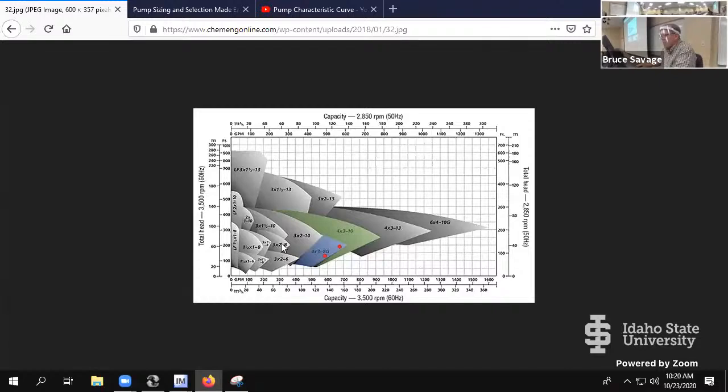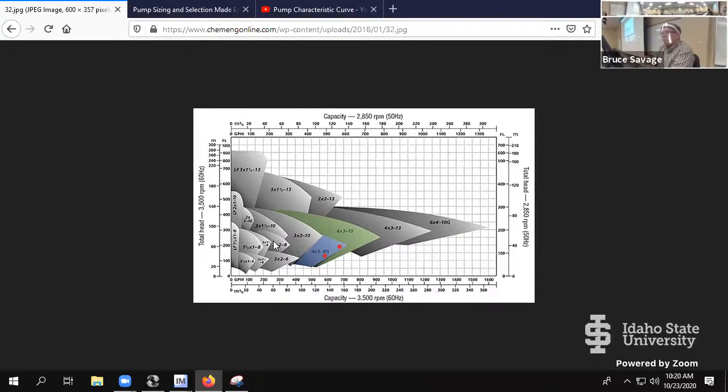So 300 gallons per minute, I come up here to 200 feet and I land on that pump that is 3x2-8. Now, in this specific manufacturer, that's going to mean something. It probably means, well, you know what? I'm not going to take a guess at what it means. Usually it has something to do with the intake size and the exit, but I'm not entirely positive. But what this is telling us is that's the pump that we want for this particular flow rate and head, all right?